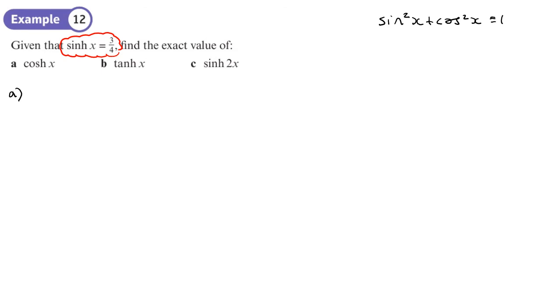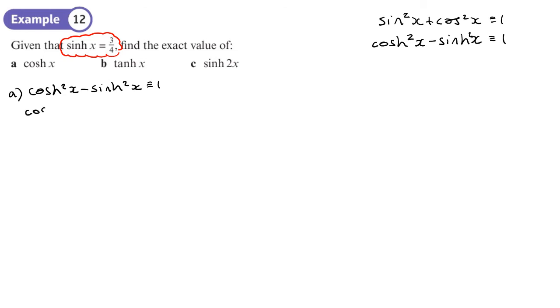Then using Osborn's rule, the cosh identity will be cosh squared x minus sinh squared x. Remember, when you've got a product of sines or an implied product of sines, you make it a negative. So we can use that, cosh squared x minus sinh squared x is 1, to help us answer part A.